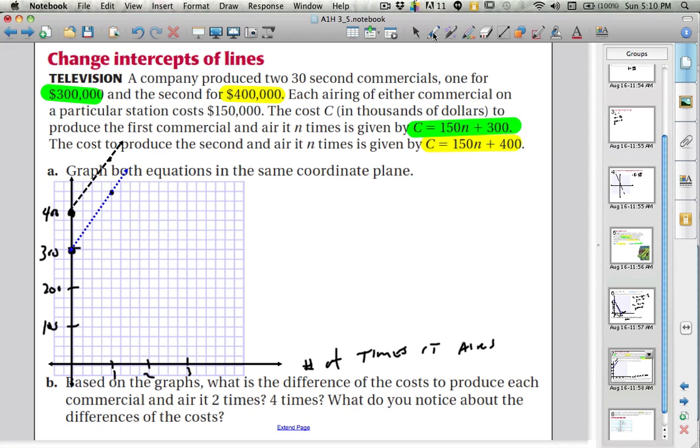What's important to note about these things is that when you have two different lines that have the same slope but different y-intercepts, those are parallel lines. If they have the same slope and the same y-intercept, they're actually the exact same line. But the difference of the cost is always, in this case, $100,000, because it doesn't matter. It costs me the same amount to air each commercial the same number of times. The difference is always going to be the difference in the y-intercept, the cost I incurred before I started airing the commercial.